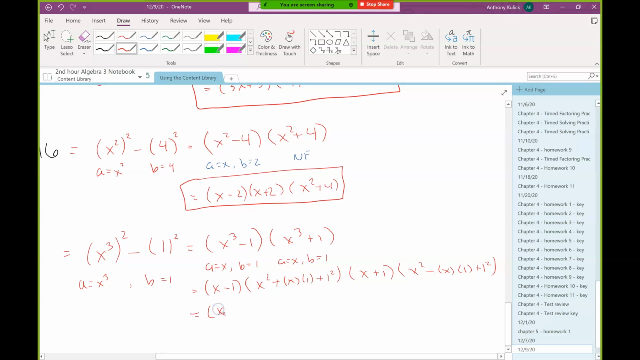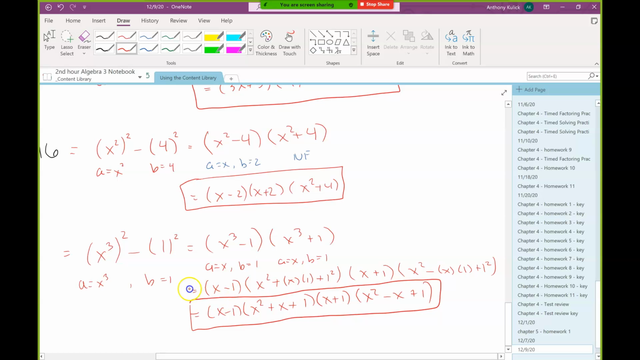And then if I simplify things down and clean this up a little bit, x squared, x times 1 is just x, similarly on this one, x times 1 is just x, and 1 squared is just 1. So there is my final answer.